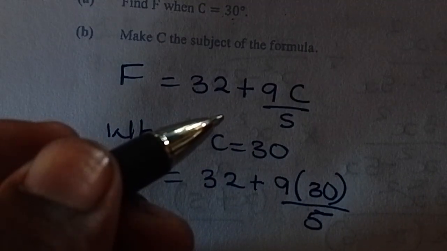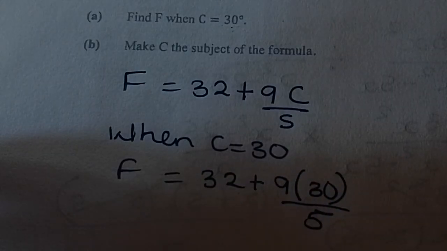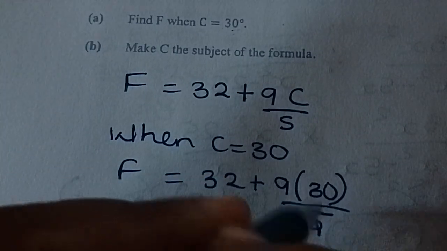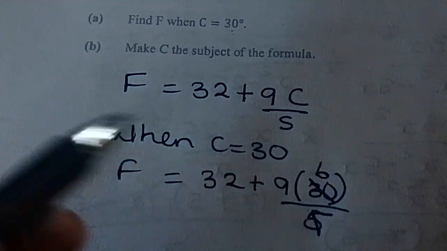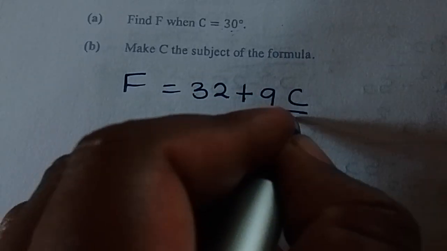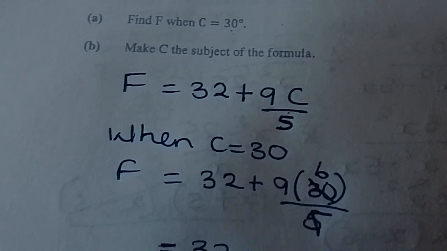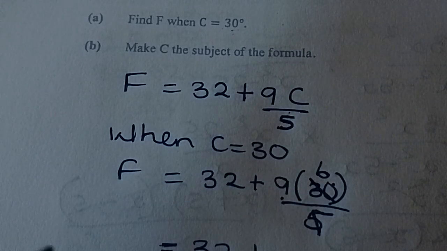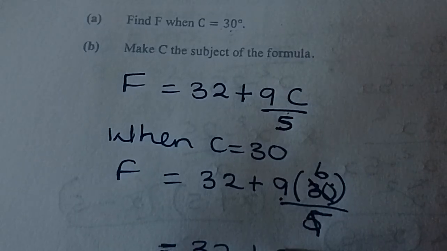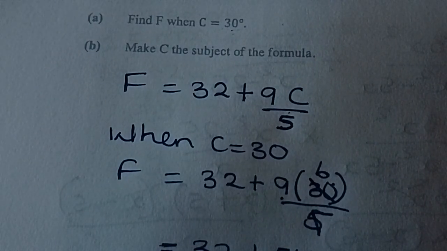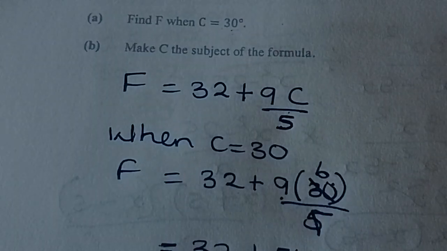Then divide this 5 into 30. So we now have F being equal to 32 plus 9 times 6. 9 times 6 is 54, so we get 86. Our F is equal to 86.